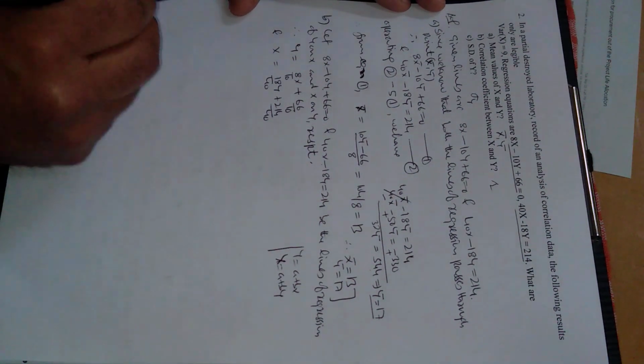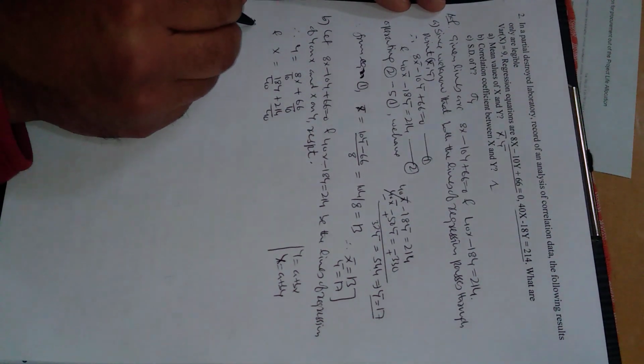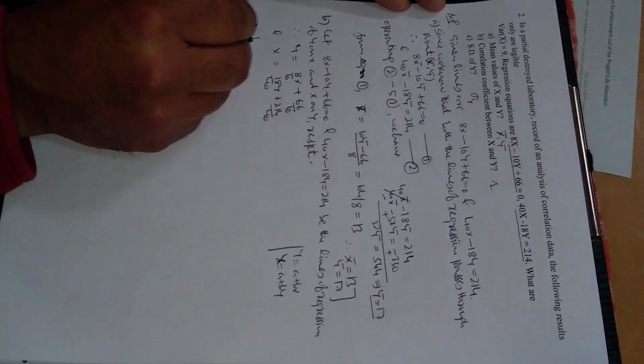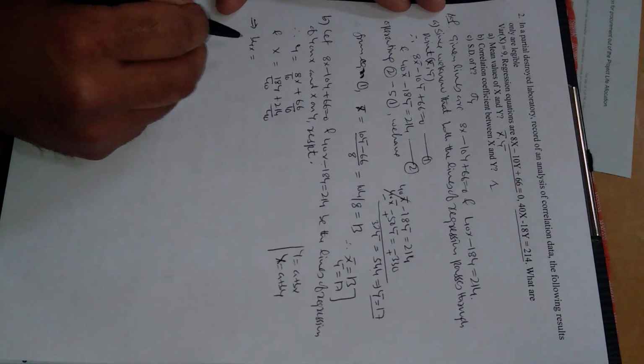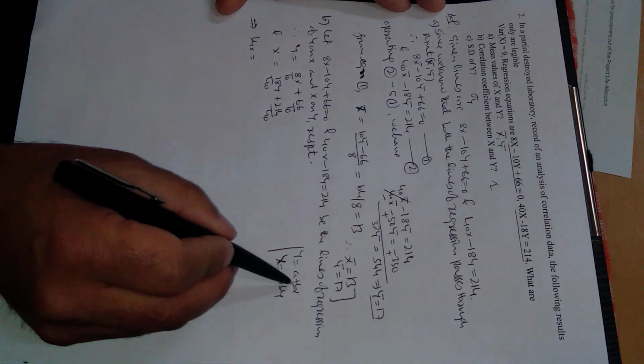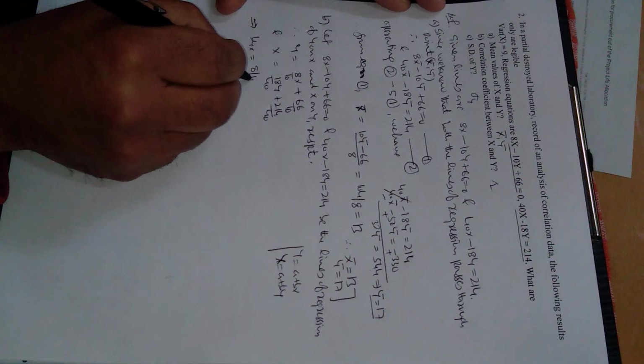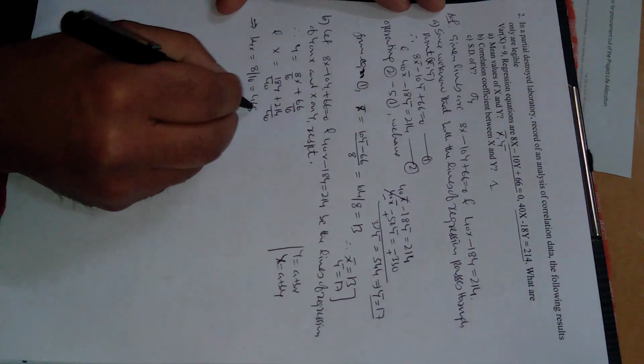So this implies byx. byx means the regression coefficient of y on x. Regression coefficient of y on x means the coefficient of x. Coefficient of x is 8 by 10. So this is 8 by 10, which will come out to be 4 upon 5.